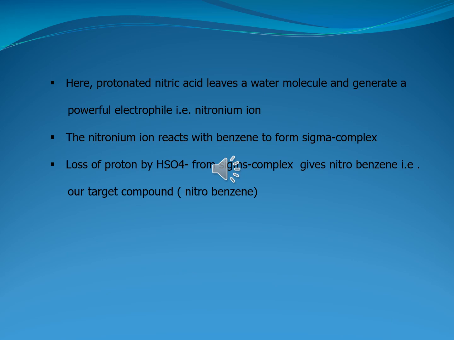Here, protonated nitric acid leaves a water molecule and generates a powerful electrophile, that is the nitronium ion. The nitronium ion can now be introduced to the benzene molecule as a powerful electrophile by the replacement of the proton of the benzene ring. The nitronium ion reacts with the benzene to form a sigma complex, which stabilizes itself by resonance. Loss of a proton by the bisulfate from the sigma complex gives nitrobenzene, that is our target compound.